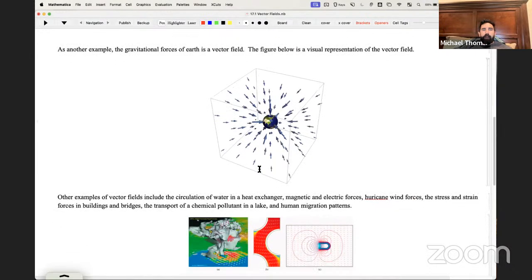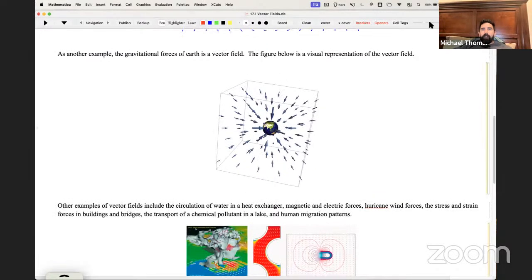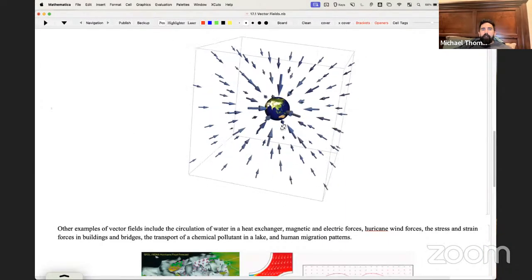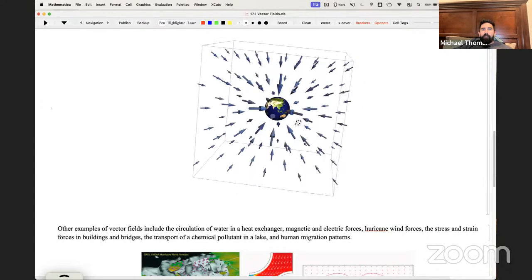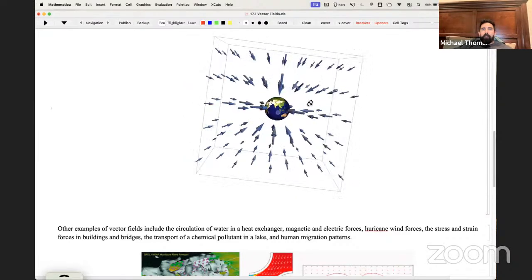Here's an example of a three-dimensional vector field. The gravitational forces due to Earth's gravitational field are shown in the visual below. You can see Earth down there in the middle. Make this a little bigger. You can see these gravitational force vectors pointing inward, and the further you get away from Earth, the smaller the force, and the closer you get to Earth, the larger the force.